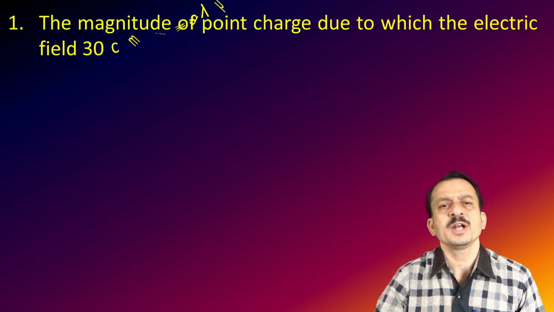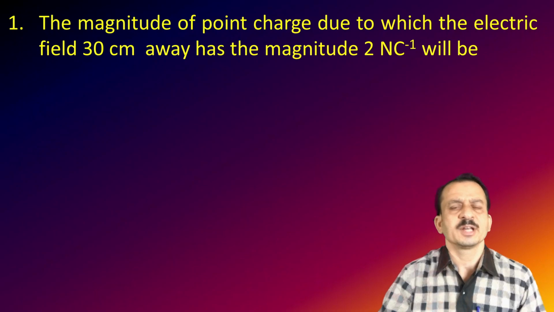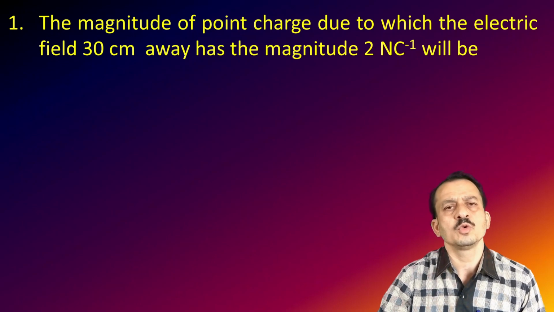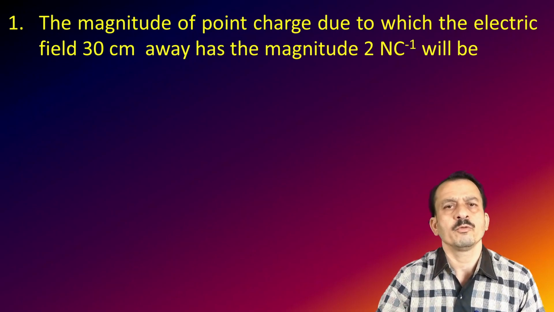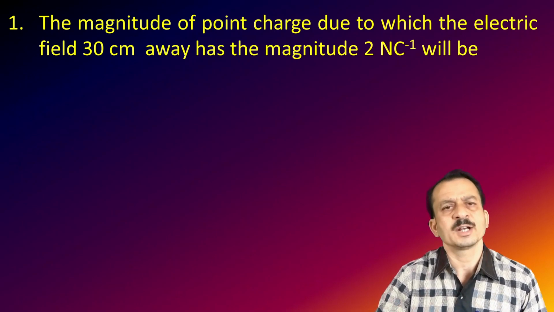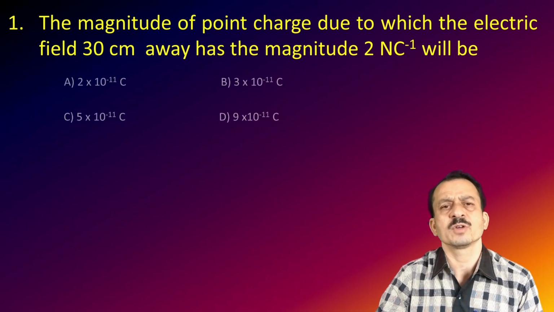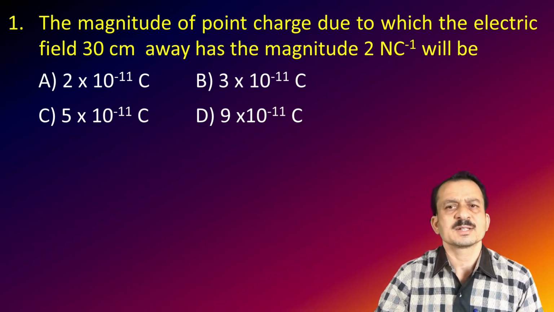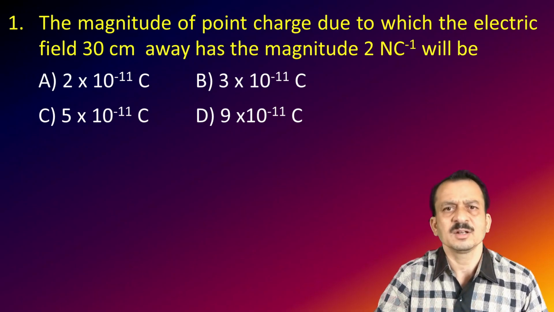The magnitude of point charge due to which the electric field 30 centimeters away has the magnitude of 2 Newton per Coulomb will be. That means they have given a charge. Due to that charge, we have an electric field of 2 Newton per Coulomb at a distance of 30 centimeter. Then what is the magnitude of the charge? The options are A, 2 into 10 to the power of minus 11 Coulomb, B, 3 into 10 to the power of minus 7 Coulomb, C, 5 into 10 to the minus 11 Coulomb, and D, 9 into 10 to the power of minus 11 Coulomb.